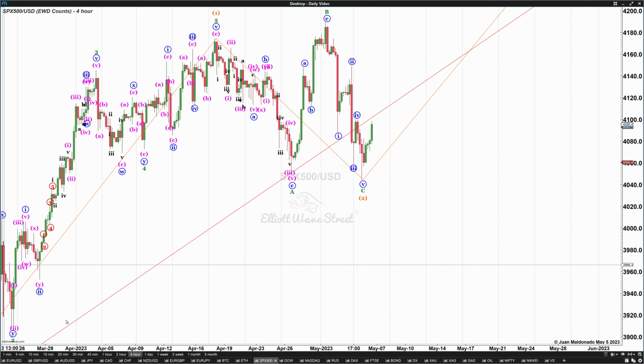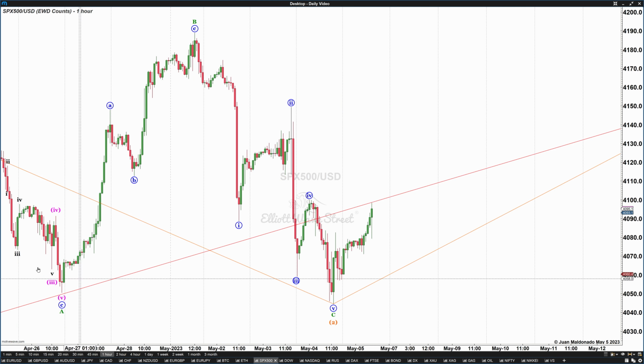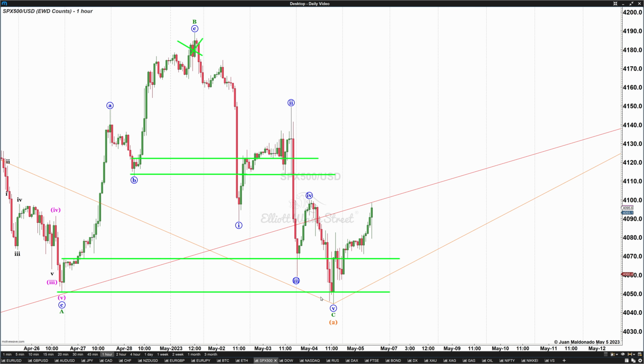We also have been working with the Elliott Wave blocks. First of all, at the beginning of the week, when we were here, we were looking for a move down back into this Elliott Wave block area. Then, when the price crossed down strongly this area, we were looking for the Elliott Wave block down here. The price rejected that one. The price moves nicely to the upside.